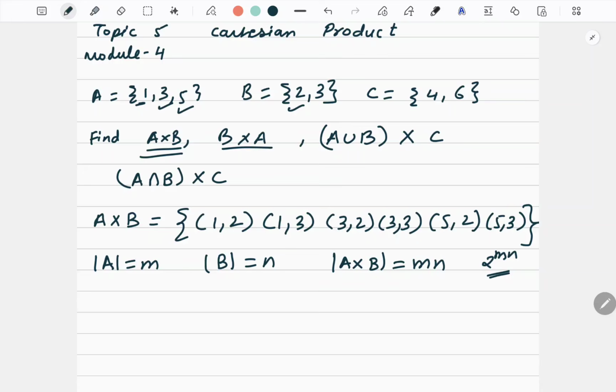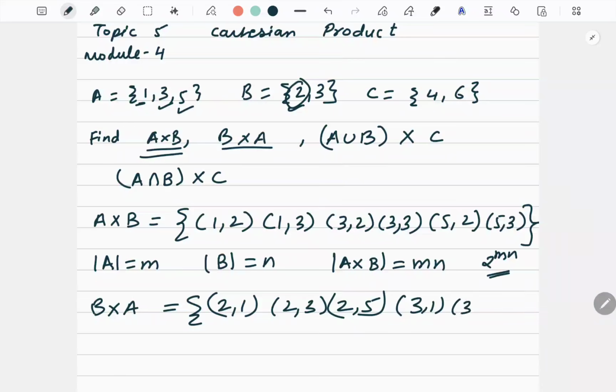Now second thing, they are asking B cross A. So B cross A is equal to, now B's first element is 2, so 2 comma 1, 2 comma 3, 2 comma 5. Okay, then second element of B is 3, so 3 comma 1, 3 comma 3 and 3 comma 5. See, the elements are different. So A cross B and B cross A are totally different. But yes, the number of elements in both will remain same. That is m into n.